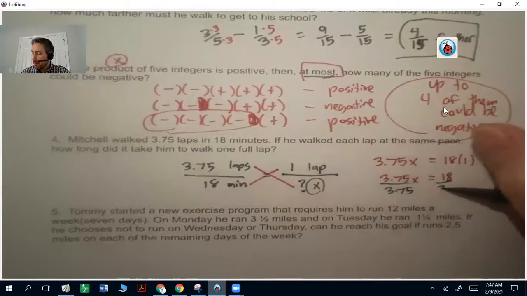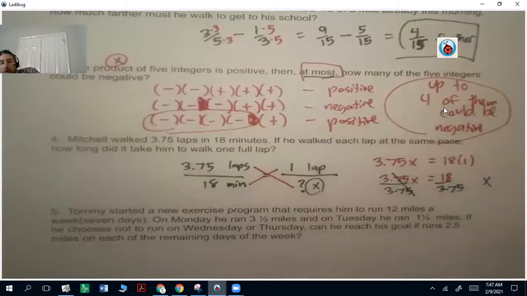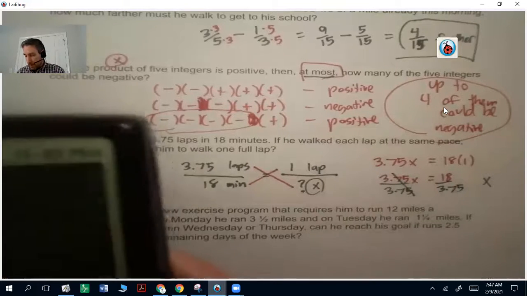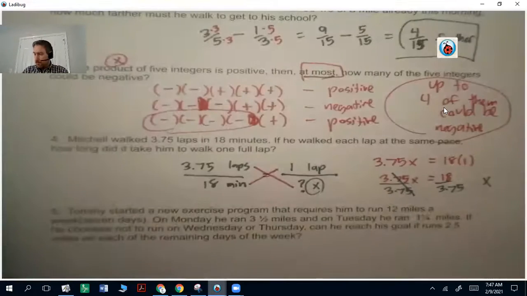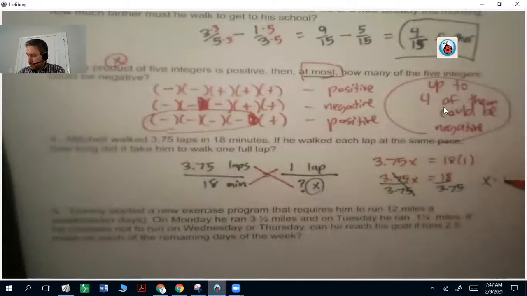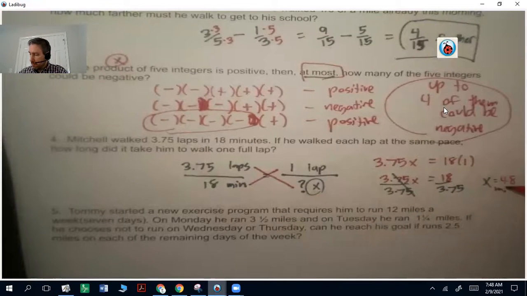You might want to use a calculator for that, but that's going to be, let's check my calculator real quick. 18 divided by 3.75. That's going to give me 4.8. And what's our unit? Well, that's minutes. So it's going to be 4.8 minutes for each lap.